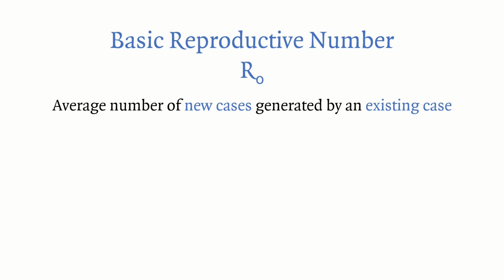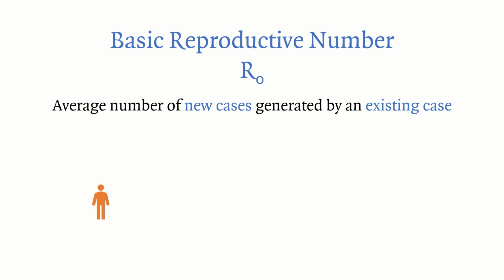Okay, the basic reproductive number is another concept coming from epidemiology. This number is called R0, and is the average number of new cases generated by an existing case in a susceptible population. A susceptible population is a population that has no immunity and has no vaccines for that disease. So R0 is the average number of new cases generated by an existing case in a susceptible population.